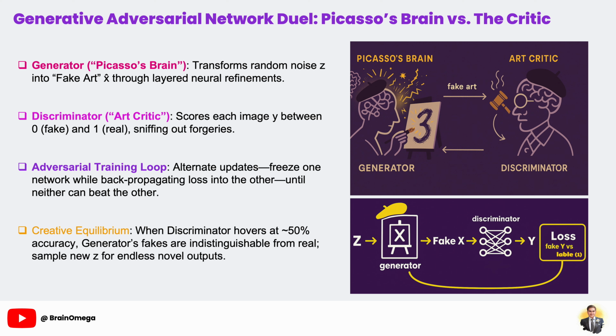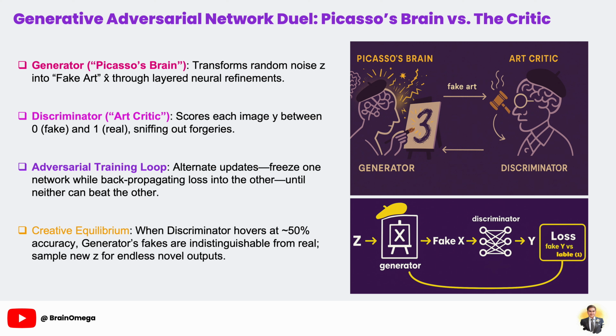Step 5. Notice the feedback loops on the slide. During the generator's round, we freeze the critic's weights and only update Picasso's brain. During the critic's round, we freeze the generator's and only update the critic. They alternate like sparring partners exchanging blows. This careful choreography prevents the networks from collapsing into endless confusion.